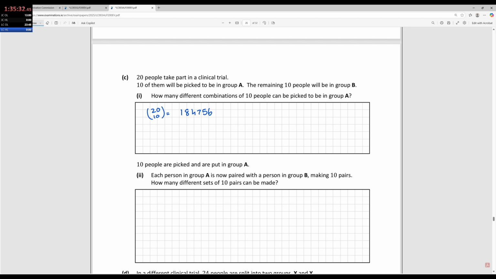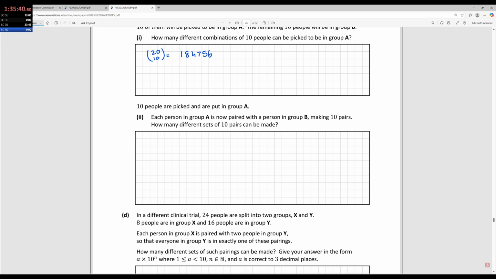Each person in Group A is now paired with a person in Group B, making 10 pairs. How many different sets of pairs can be made? Well, one person in Group A can have 10 different pairings. Then the second person can only have 9, and then the third can have 8. So I think it's 10 factorial, which is like 3.6 million.